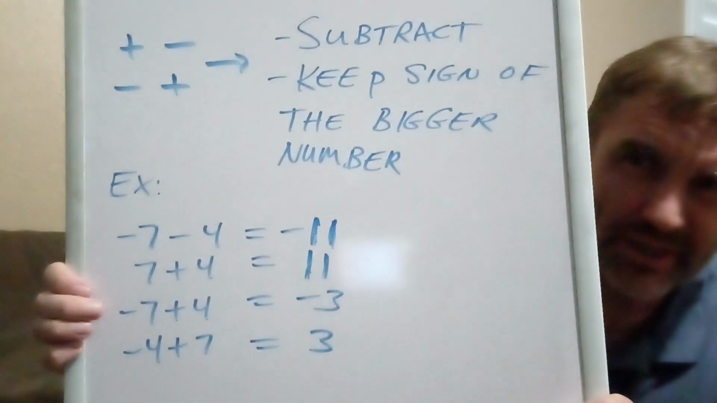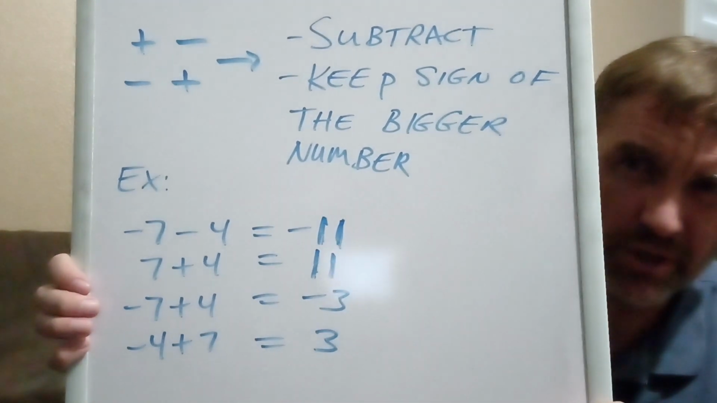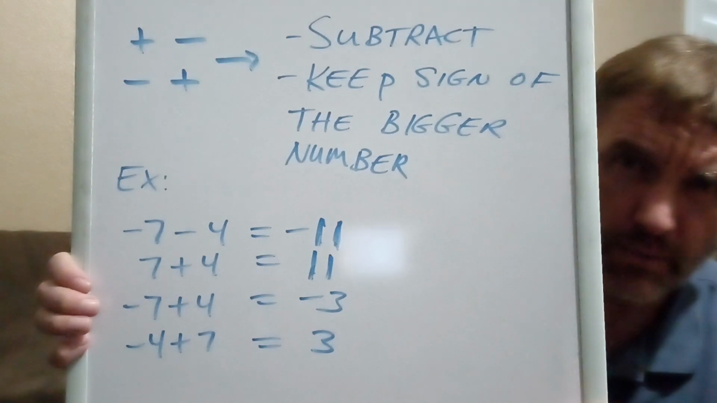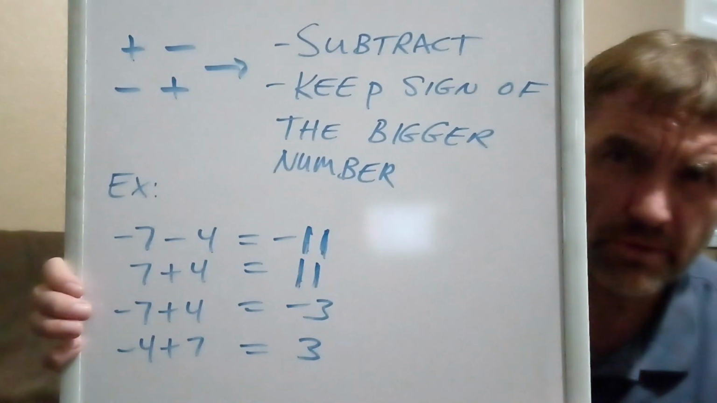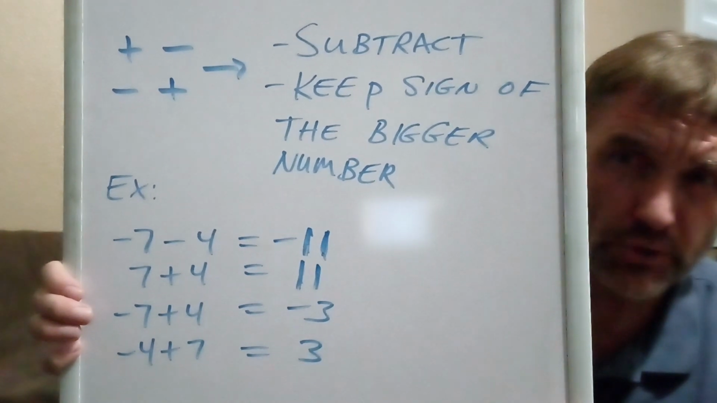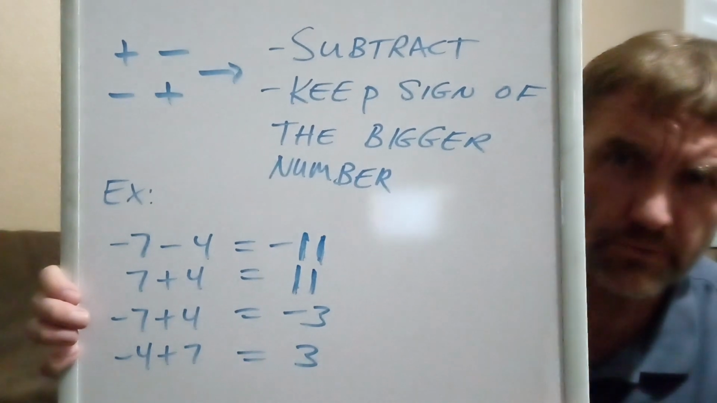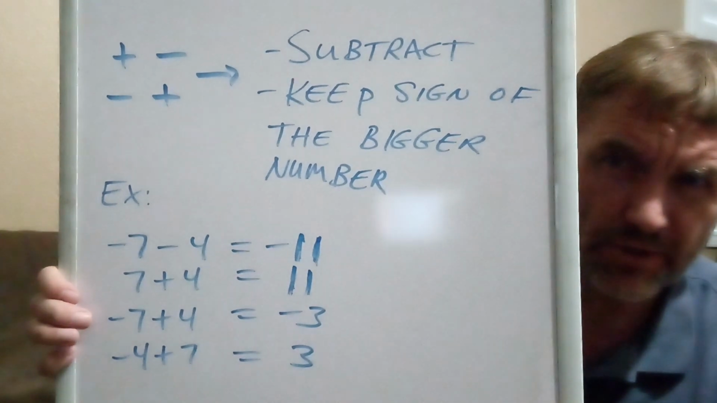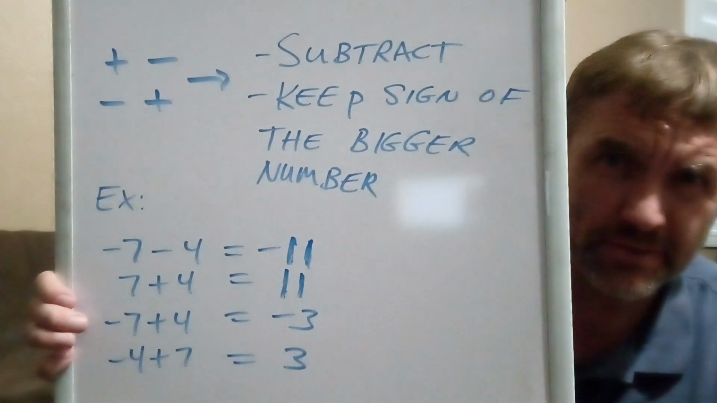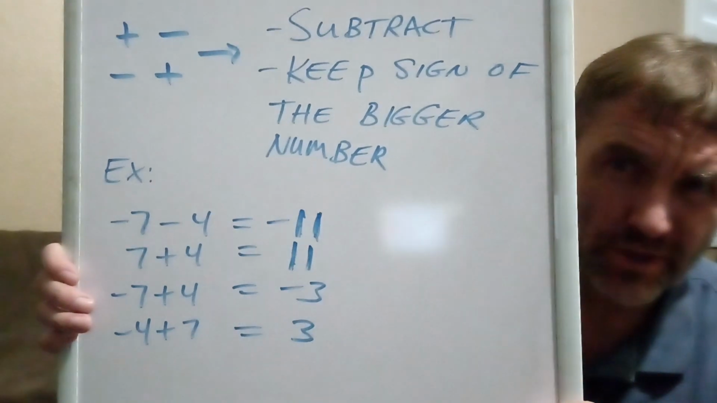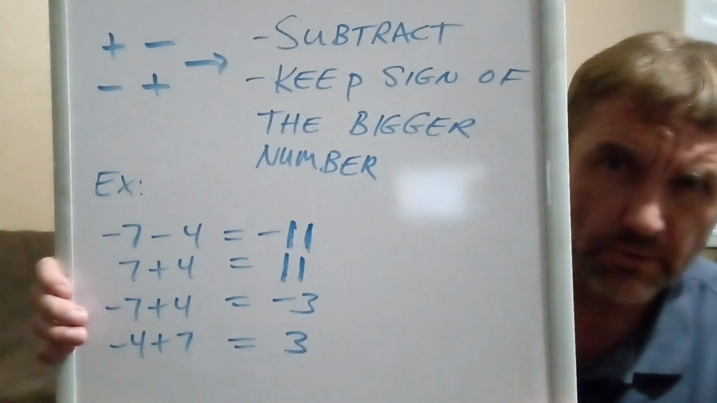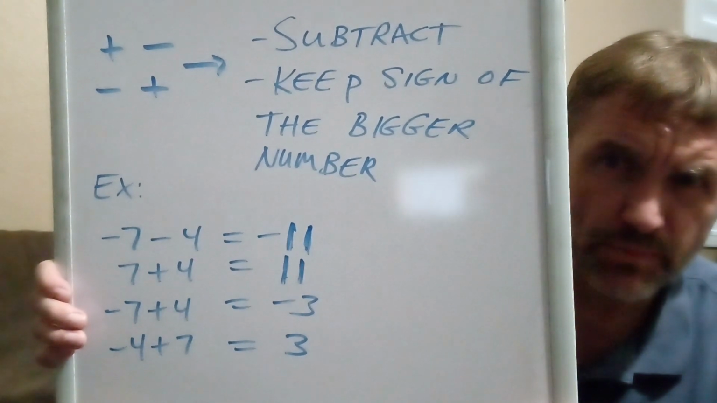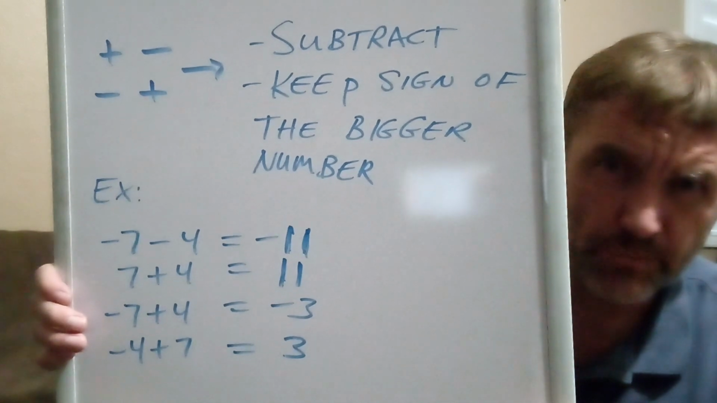Now look, this is where it gets interesting. See, I've got negative 7 plus 4. Well, the 7 is the bigger number. It has a lesser value on the number line, but it is the bigger number. So we're going to do 7 minus 4, which is 3. And then we're going to keep the sign of the bigger number, which is a minus. So the answer is minus 3. Minus 4 plus 7. Well, again, the 7 is the bigger number. So 7 minus 4 is 3. But because 7 is positive, we say positive 3.